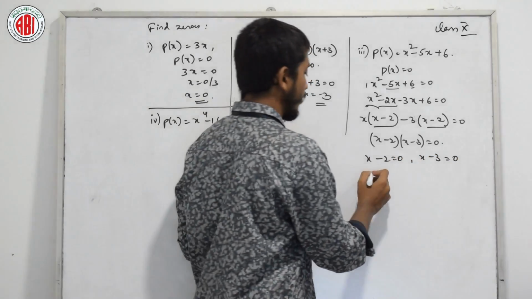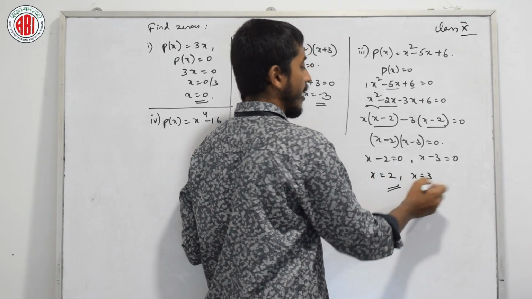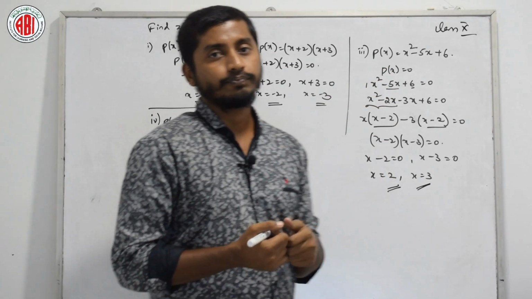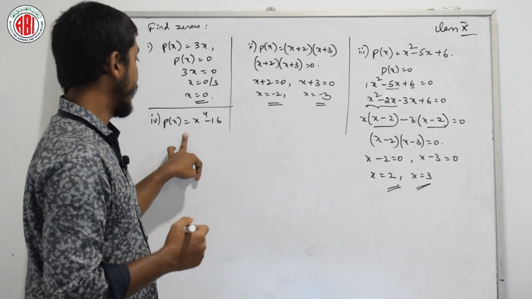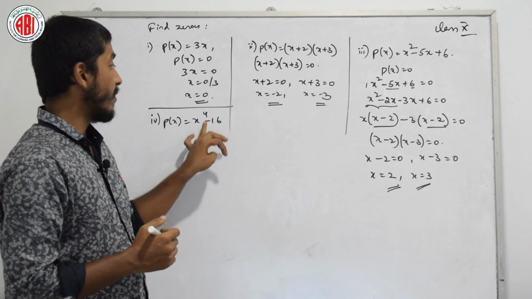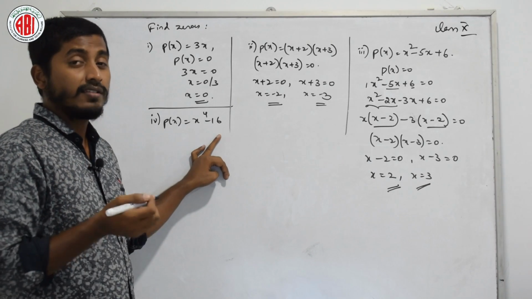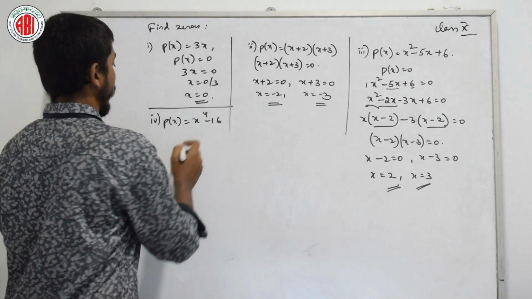Now here it becomes x is equal to 2 or x is equal to 3. These are two zeros for a given quadratic polynomial. Is it clear? Let us go to next problem. Here, check here, what is the question given? x power 4 minus 16. Then how many zeros you may expect? 4 zeros. Let us see how to solve it.